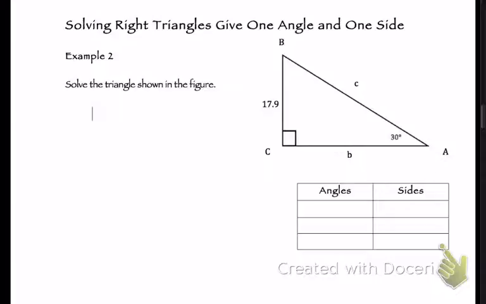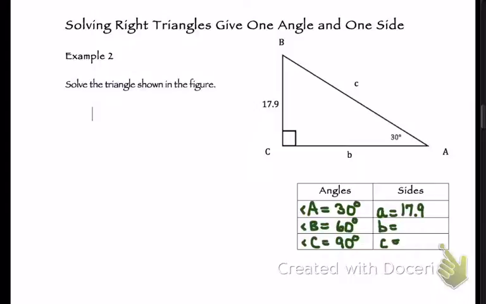Okay, so example 2. I ask you to solve the triangle shown in the figure. So it looks like we're going to have to figure out what angle B is, what side B is, and what side C is. So I gave you a box down at the bottom there. You can obviously tell angle A, well, that one's given, that's 30 degrees. Angle B, well, I know that's got to be 60 degrees, right? All 3 angles of a triangle have to be 180 degrees. So that means angle C has to be 90 degrees.